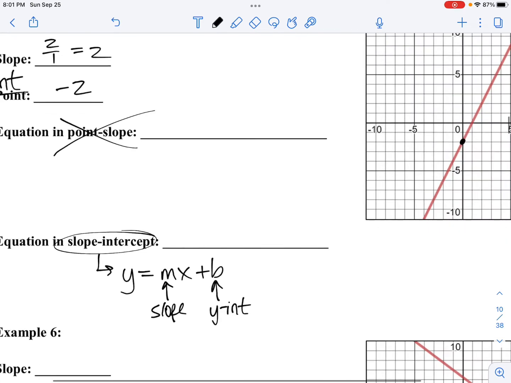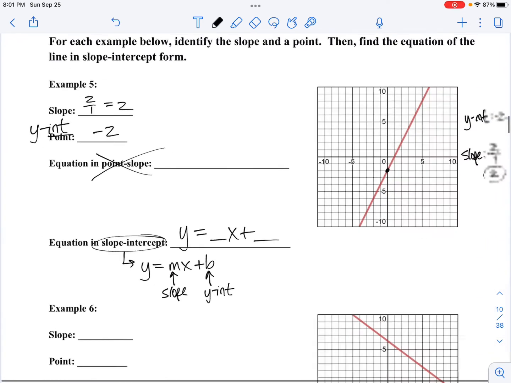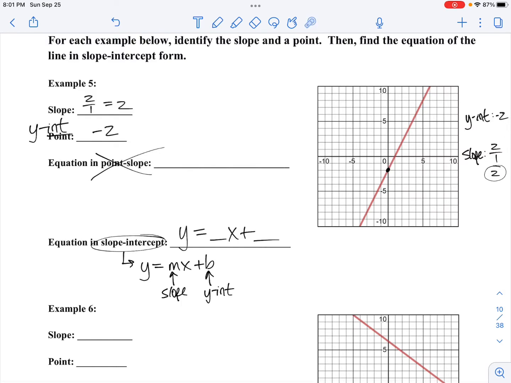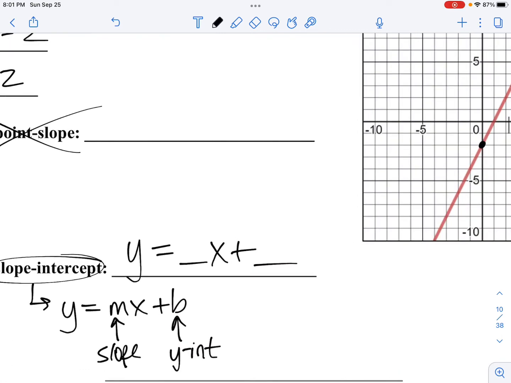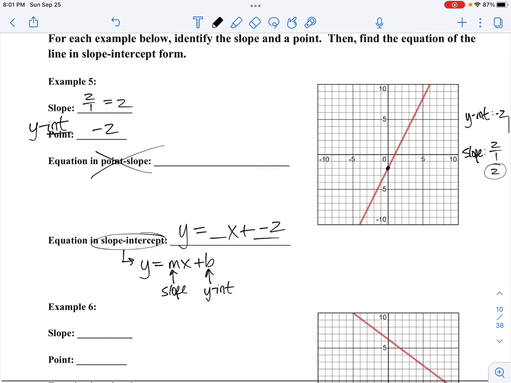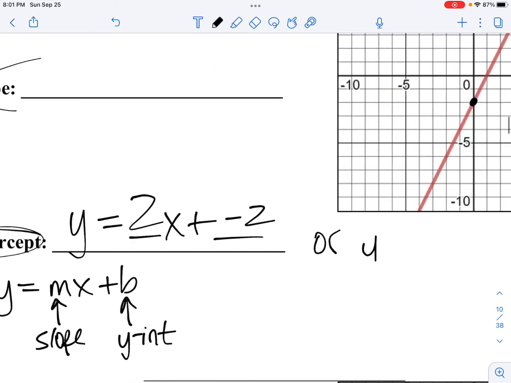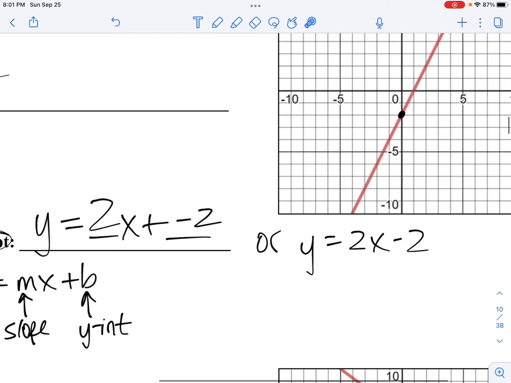So I'm literally just going to write y equals something x plus something. I just have to fill in the slope and the y-intercept. So remember I said the y-intercept was negative 2. That's what goes right here. That's the b. So I'm going to put negative 2. Remember what the slope was? It was 2. That goes here. So another way of writing this is y equals 2x minus 2, because plus a negative is the same thing as minus. That just means you start on negative 2.